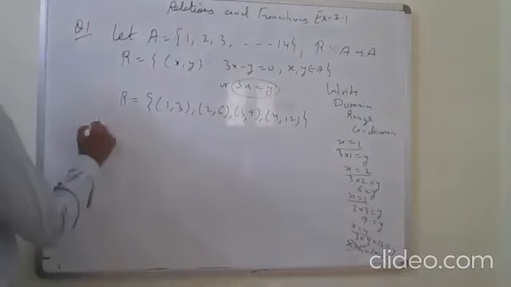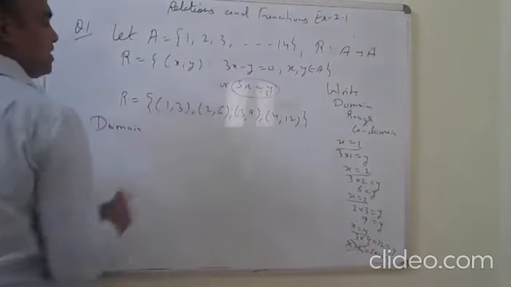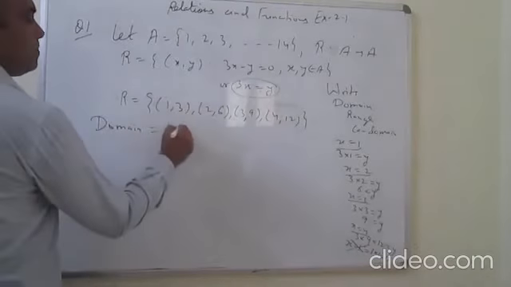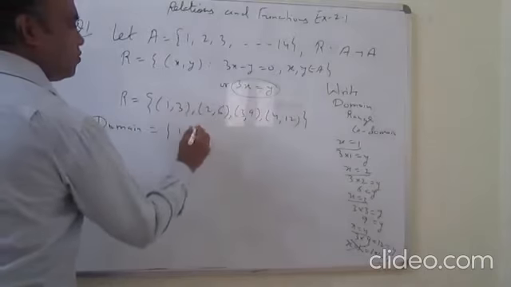So the domain is the set of first elements in the ordered pairs. So the domain is equal to {1, 2, 3, 4}.